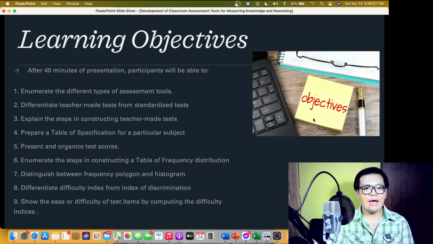So, learning objectives. After 30 to 40 minutes of presentation, listeners will be able to, number one, enumerate the different types of assessment tools, differentiate teacher-made tests from standardized tests, explain the steps in constructing a teacher-made test, prepare a table of specification for a particular subject, present organized test scores, enumerate the steps in constructing a table of frequency distribution, distinguish between frequency polygon and histogram, differentiate difficulty index from index of discrimination, show the ease or difficulty of test items by computing the difficulty indices.